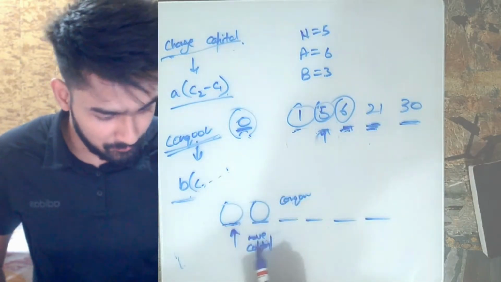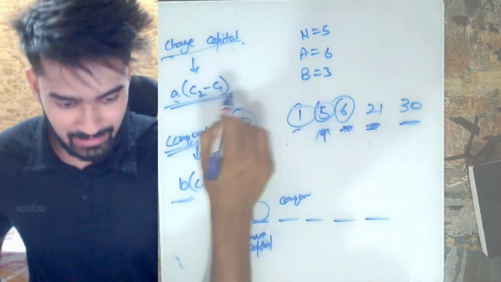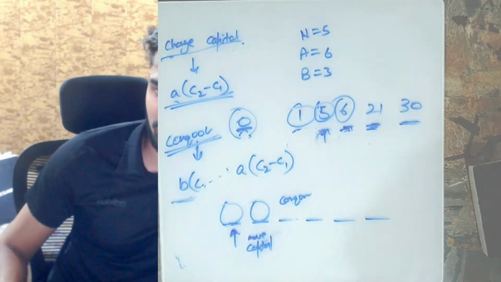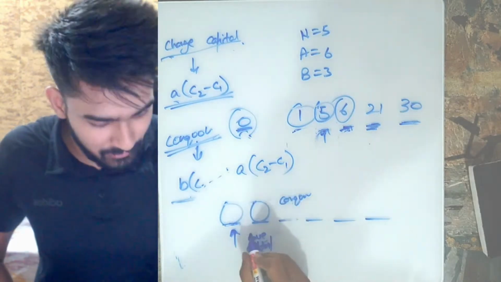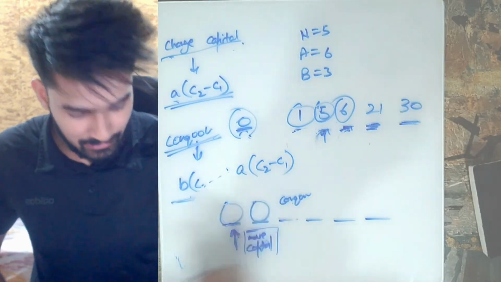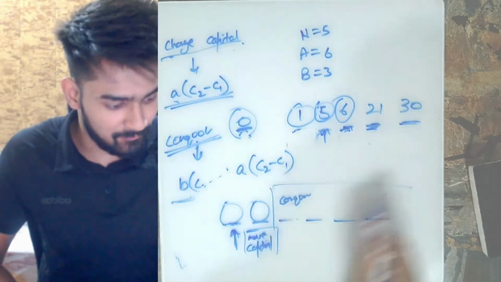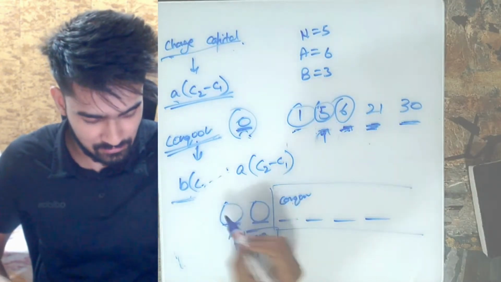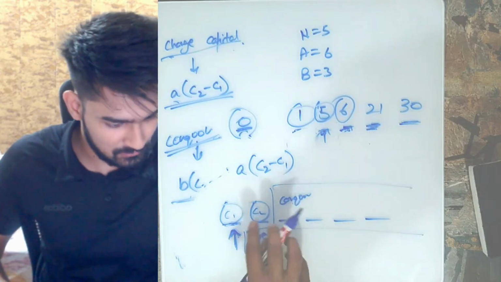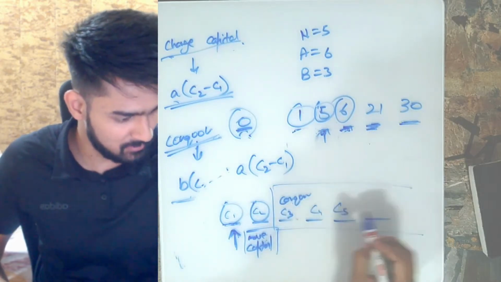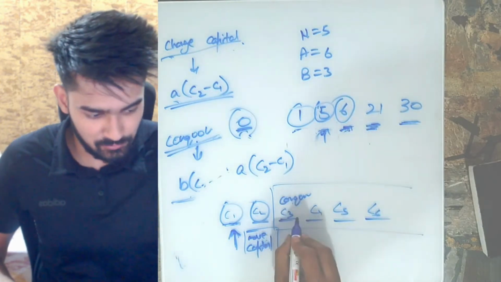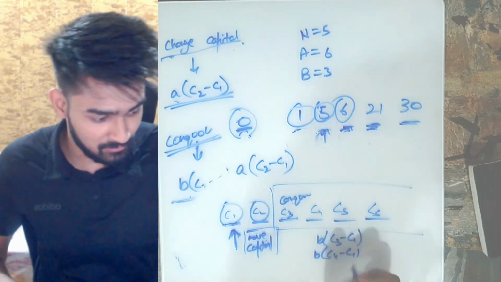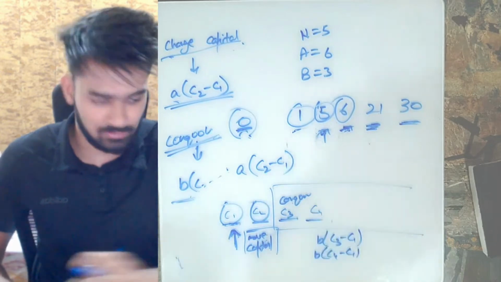In order to move capital, your cost will be what? A times C2 minus C1. Let's say instead of moving the capital, we kept it here only. What was the total cost difference which we had? If our capital was this, let's say these are C1, C2, C3, C4, C5, C6. To conquer this one, it will be B times C3 minus C1. To conquer this one, it will be B times C4 minus C1. Let's say we had 4 values.